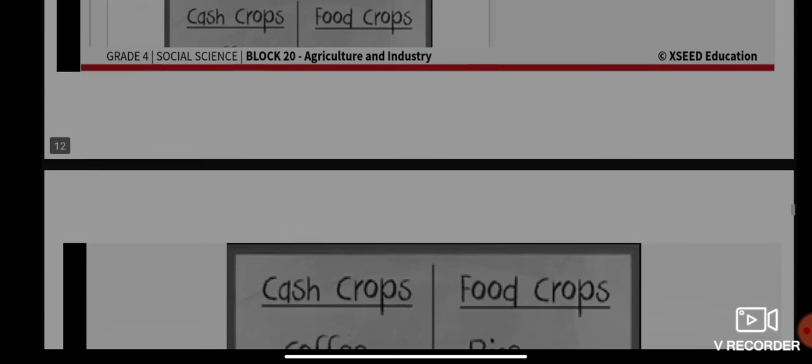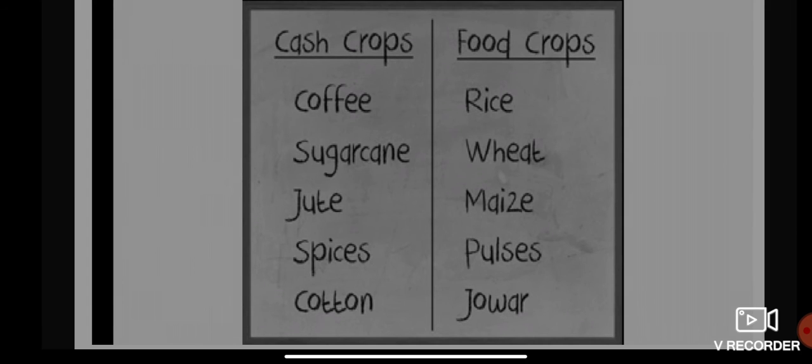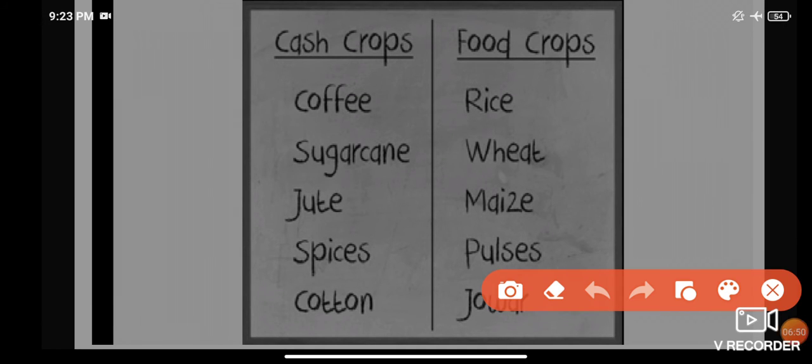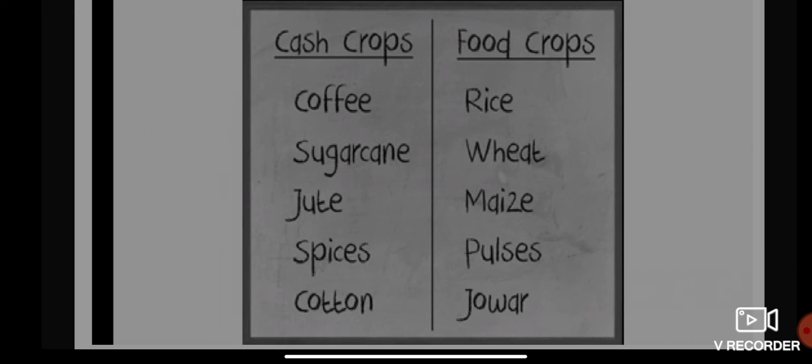So these are how cash crops and food crops are categorized. Cash crops are coffee, sugarcane, jute, spices, and cotton. These are known as cash crops. And food crops are rice, wheat, maize, pulses, and jowar. So these are categorized as food crops, and these are known as cash crops. So I hope you got it.